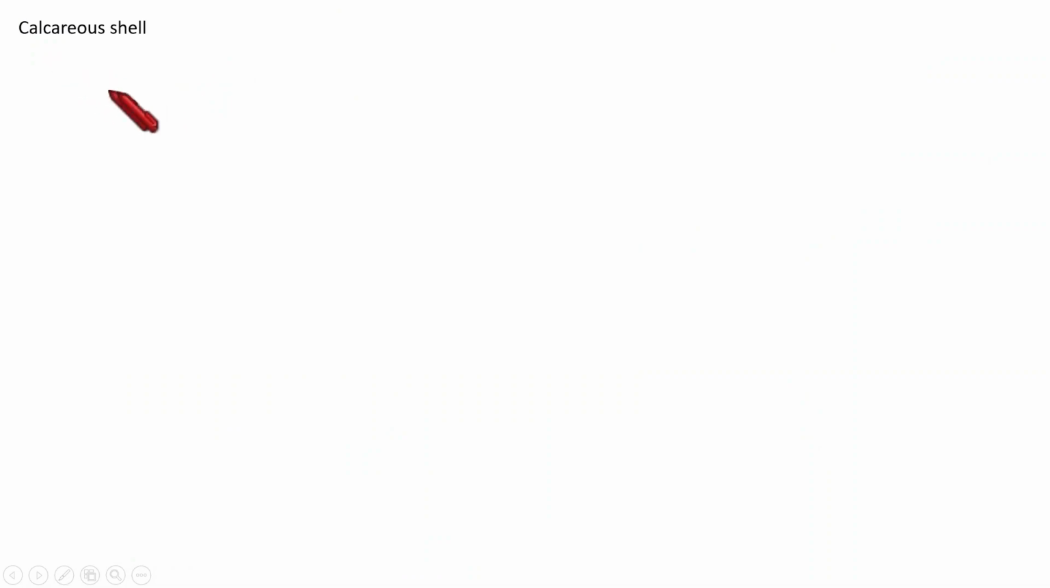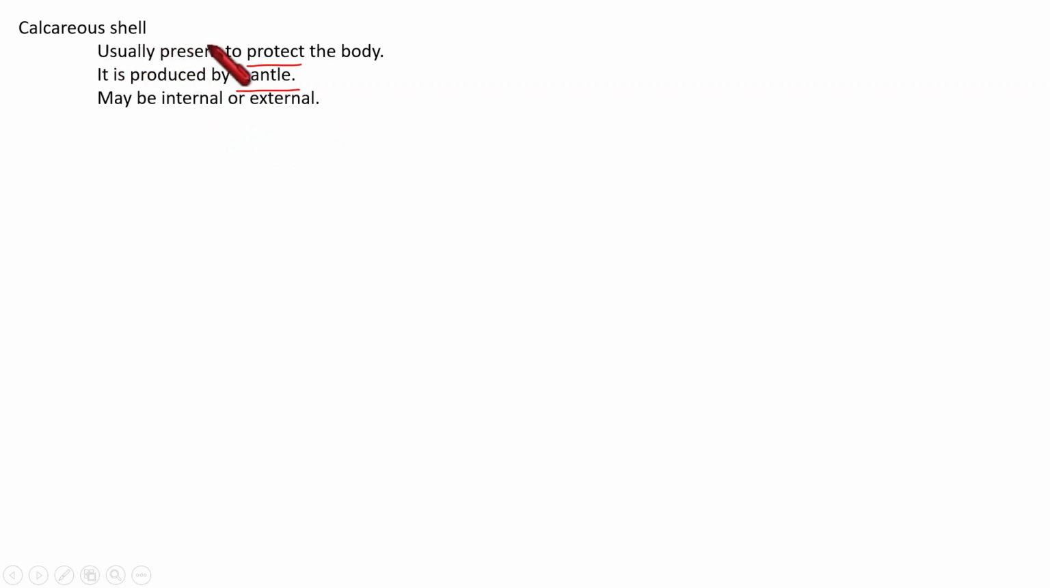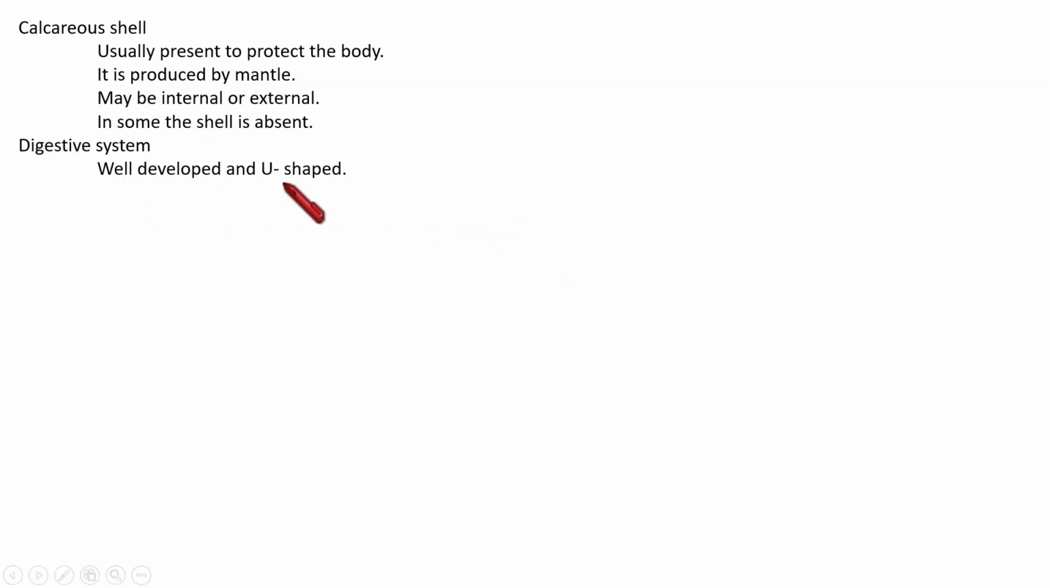Then going to the calcareous shell, it is used to protect, like in any other animal. If there is any shell or cuticle or such structures present, certainly its function is to protect the body, and that is produced by, I already told you, the mantle, and that shell can be either internal or external. And in some organisms like slugs, the shell is absent.